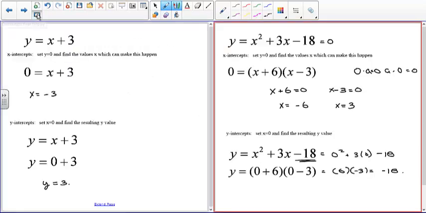Now let's make a piece of graph paper. Just see what we know so far. See if we can figure out what's going on.